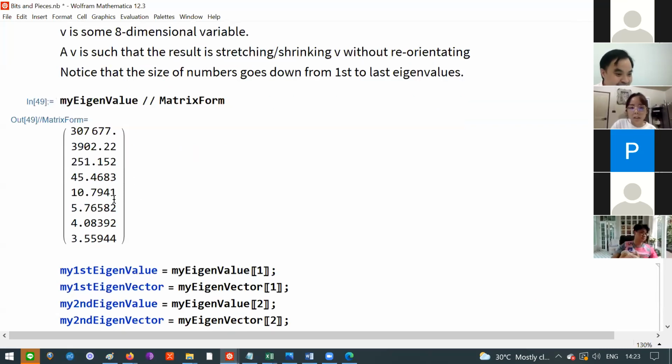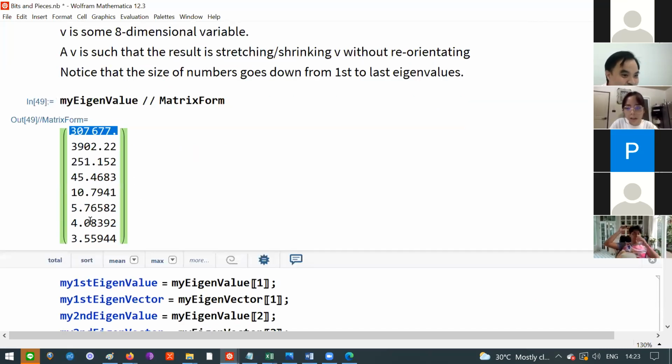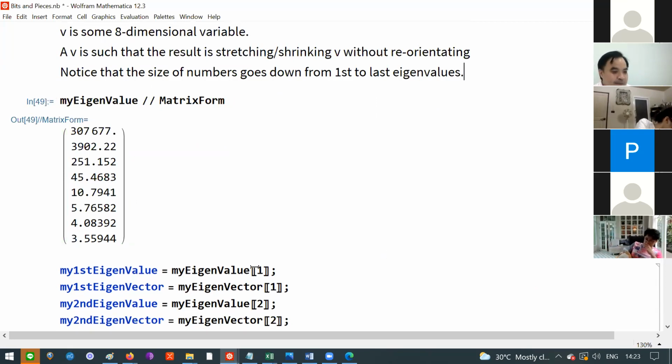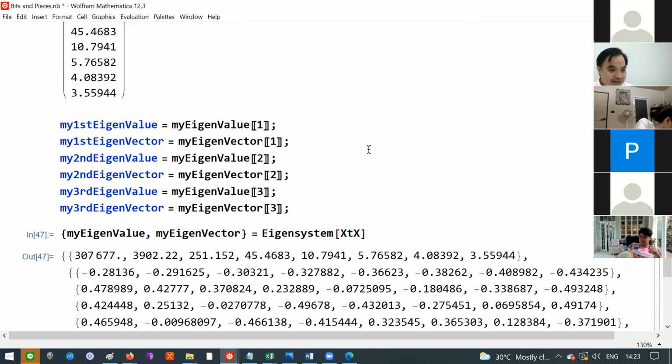Okay, see that? The first one is 300,000. Second one is 4,000. The third one is 100. Second one 45. Third one, so it gets smaller and smaller. So notice that.